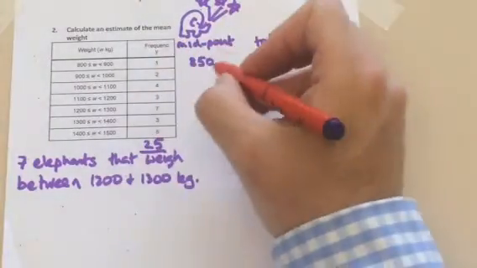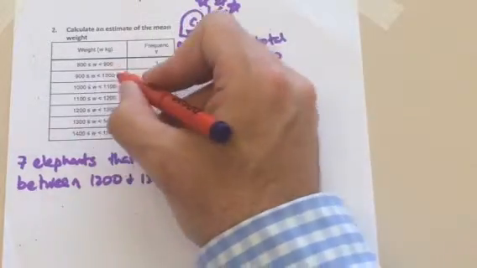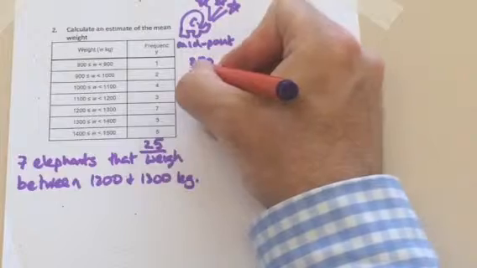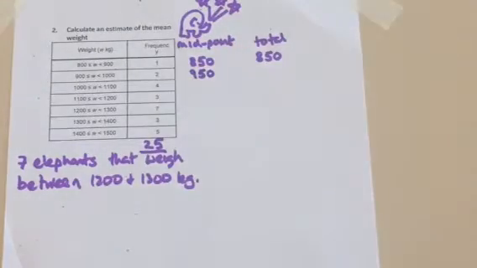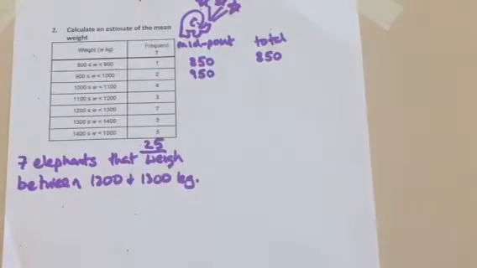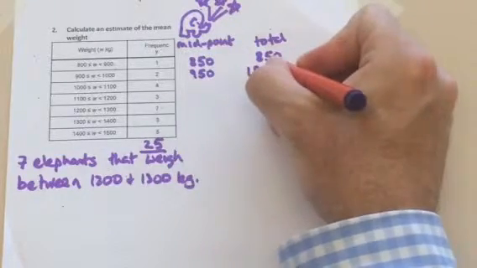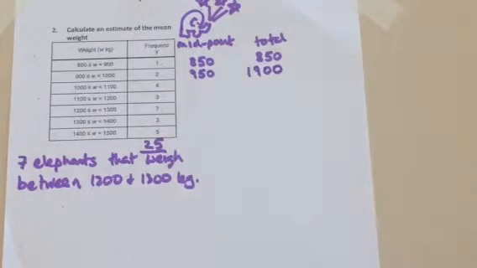Okay, now we've got 2 elephants here that weigh between 900 and 1,000 kilograms. So the midpoint of that interval is halfway between 900 and 1,000, which is 950. And we've got 2 elephants, each weigh 950 kilograms, so that is a total of 1,900 kilograms. Okay, now you should now be filling this in yourself. Okay, if you haven't already done so, press the pause on this and fill in the rest for yourself, and then check with me when you have done that.